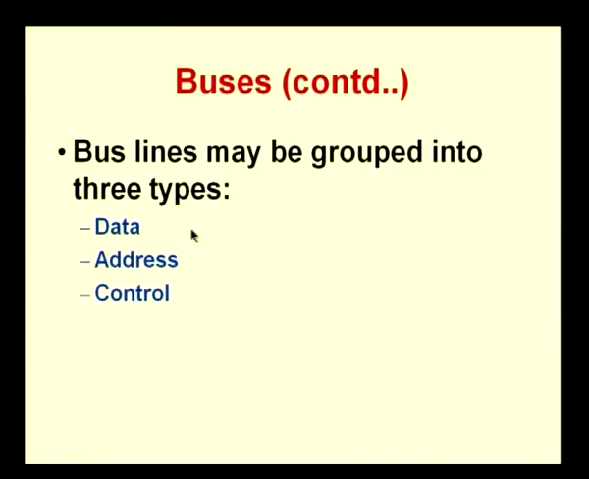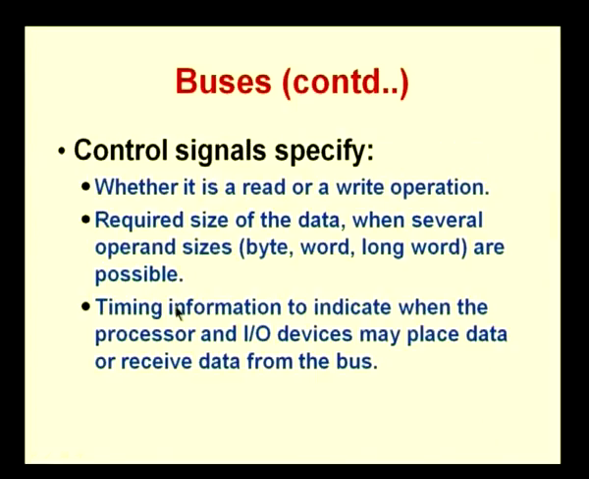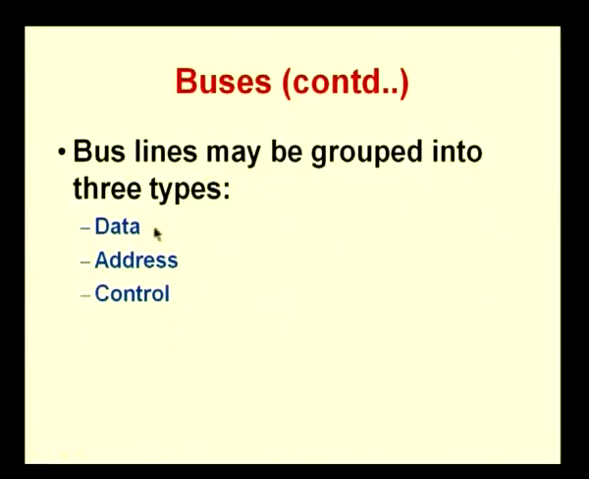Now, the bus lines can generally be grouped into three types: data, address and control. Let us look at what is specified by each of these. When we talk of data and address, it is self-explanatory in the sense that data lines are the ones which are going to carry the data, and address lines are the ones which are going to carry the address.